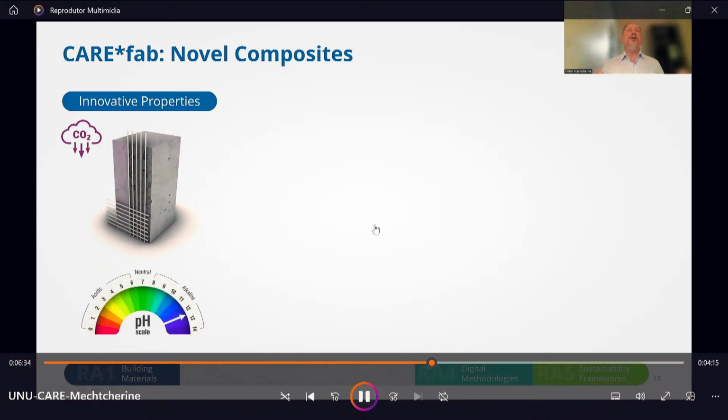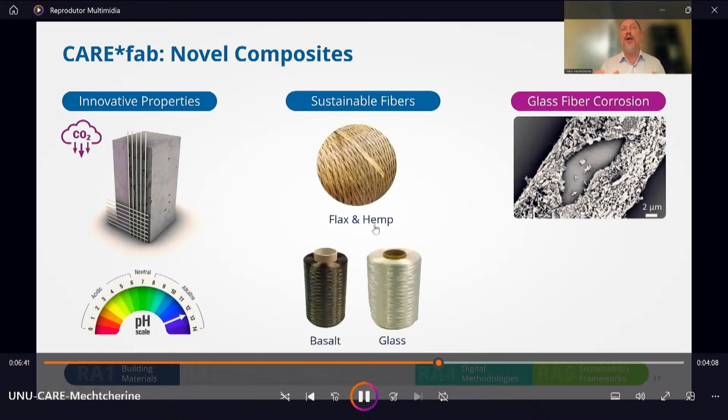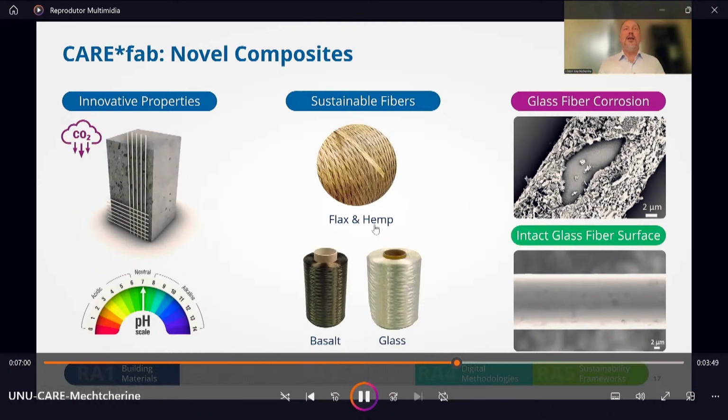The CO2 integration offers new possibilities for reinforced concrete. Renewable fibers like flax or hemp, or circular reinforcement made of glass or basalt, were previously unsuitable due to their low durability in highly alkaline environments. CARE will solve this by binding CO2 into the cement matrix, reducing its alkalinity and enabling the use of such reinforcement. And it is really a breakthrough in concrete technology.